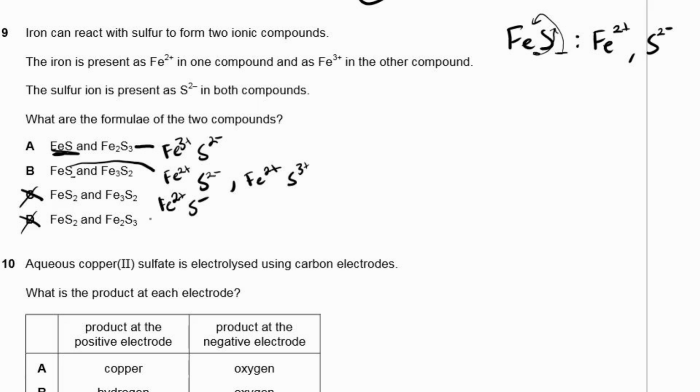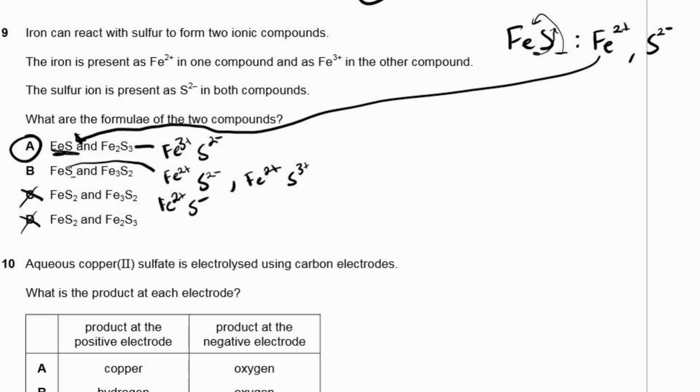All right, so if we look at these ones, it says iron is present as Fe2+ in one compound. So we put Fe2+ in the first one, and the second one has Fe3+. Well, that sounds like a good answer. And S is 2- for both of them. That looks like a good answer because this one has Fe2+ for both of them, and S is 3+ in the second one, so it's not B. So it looks like the answer for this one is A.